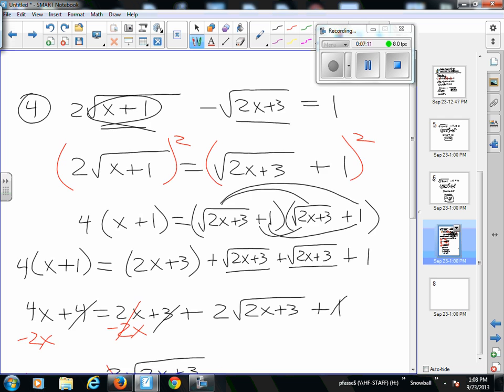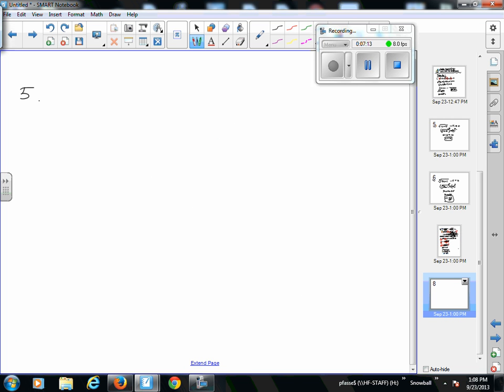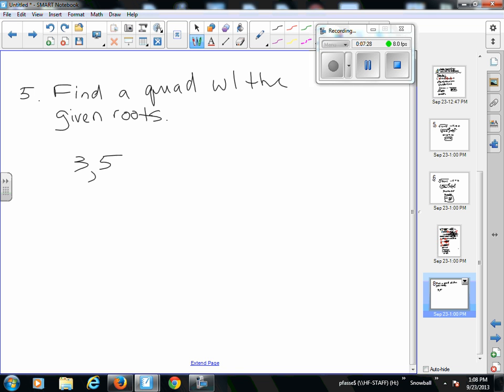Lastly, we have the problem: find a quadratic with the given roots. If I'm given the roots 3 and 5, remember, roots are the same thing as solutions or x-intercepts. This is going backwards from when we factor and solve. So that's the same as x equals 3 or x equals 5 are your roots.